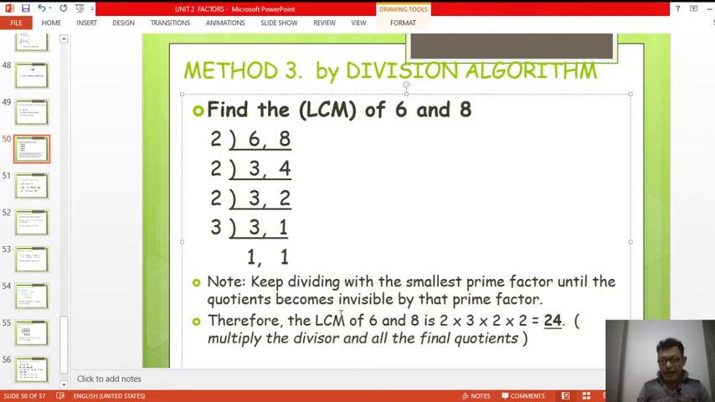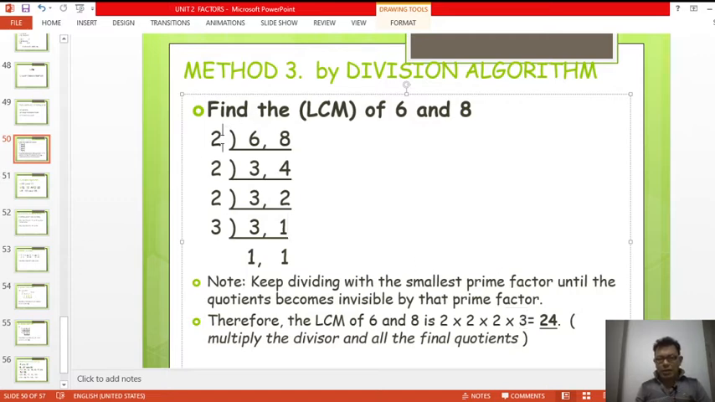Therefore, the LCM of 6 and 8 is... look at this. 2 times 2, hold on. There's a reverse here. I was using this in the previous example. Hold on, because I don't want to confuse you. Okay. So, there you are. So, it's the same. Don't worry.